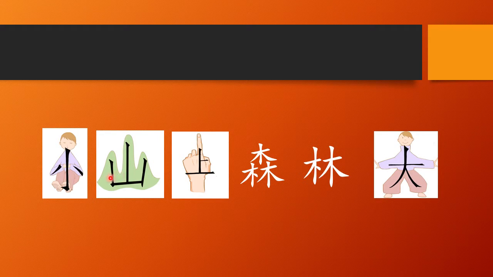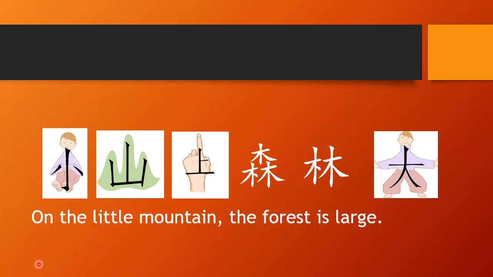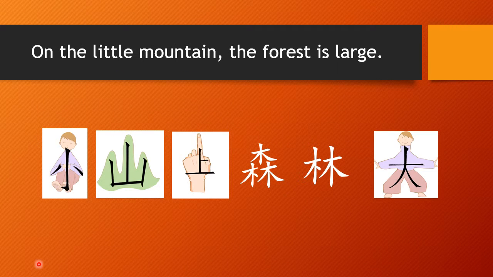小山, little mountain. 上, on. Remember, the Chinese preposition comes after the noun. So, on the little mountain, 森林, deep dense forest. 大 is big. So, in English it would be, on the little mountain, the forest is large. We often use 森林 together for any large forest, okay? So you don't need to say deep dense forest, just say forest.